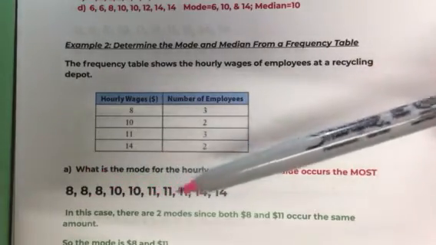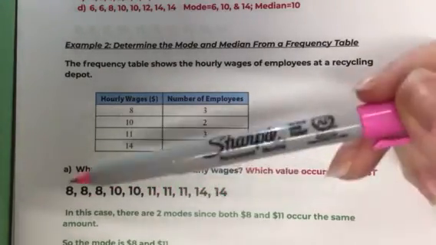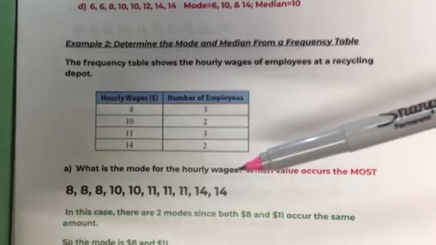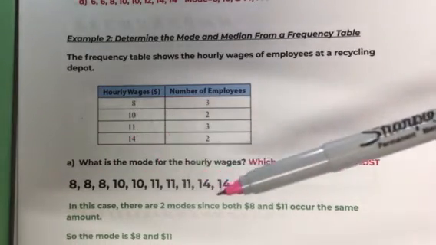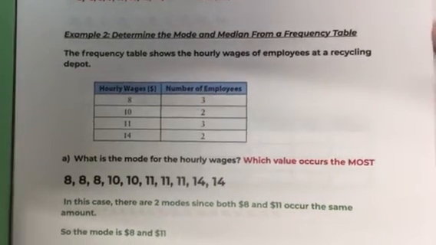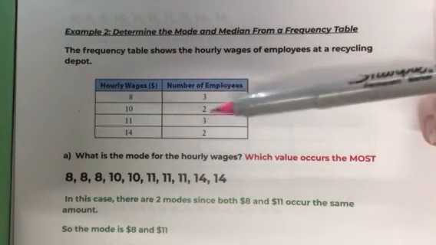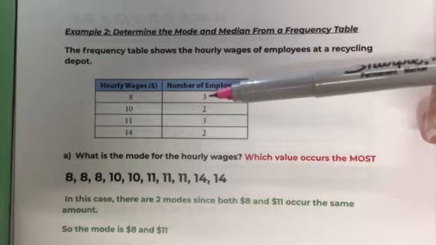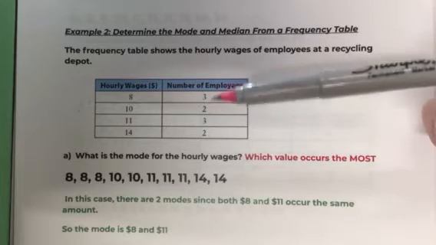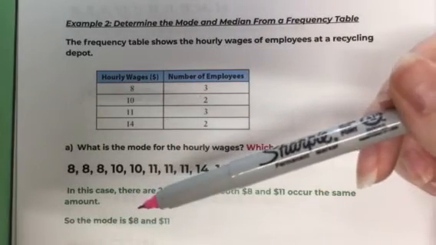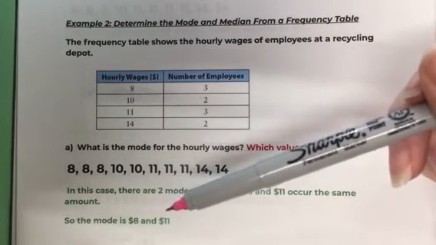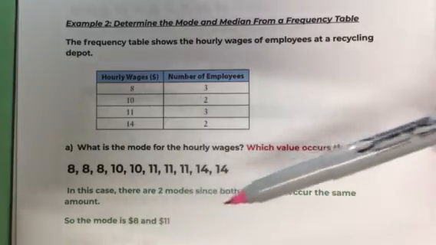So I wrote them all out in a line in increasing order so that I'm able to find the most frequently occurring, or the mode. So the one that is occurring the most, there's actually a tie. The $8 and the $11 are both occurring the most. So we would say that the mode is $8 and $11. So there's 2 modes for this.